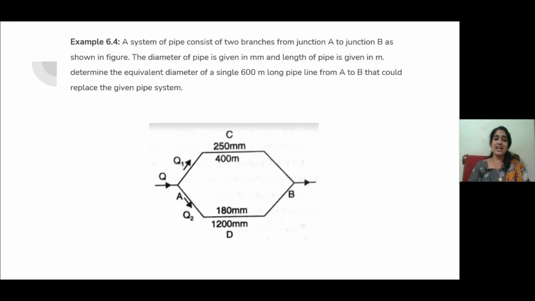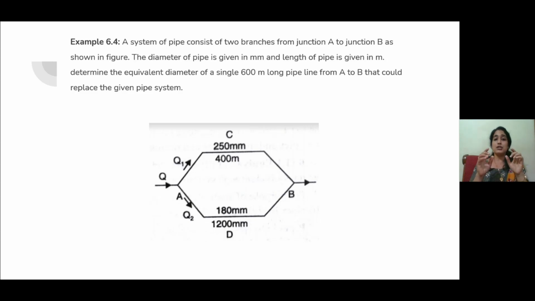The question is: a system of pipes consists of two branches from junction A to junction B, as shown in the figure. The diameter of the pipe is given in millimeters and the length of the pipe is given in meters. Determine the equivalent diameter of a single 600 meter long pipeline from A to B that could replace the given pipe system.